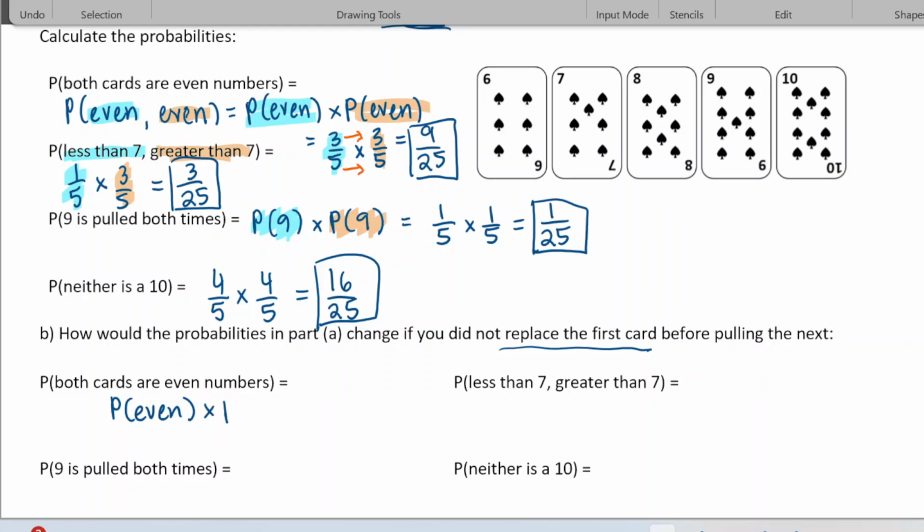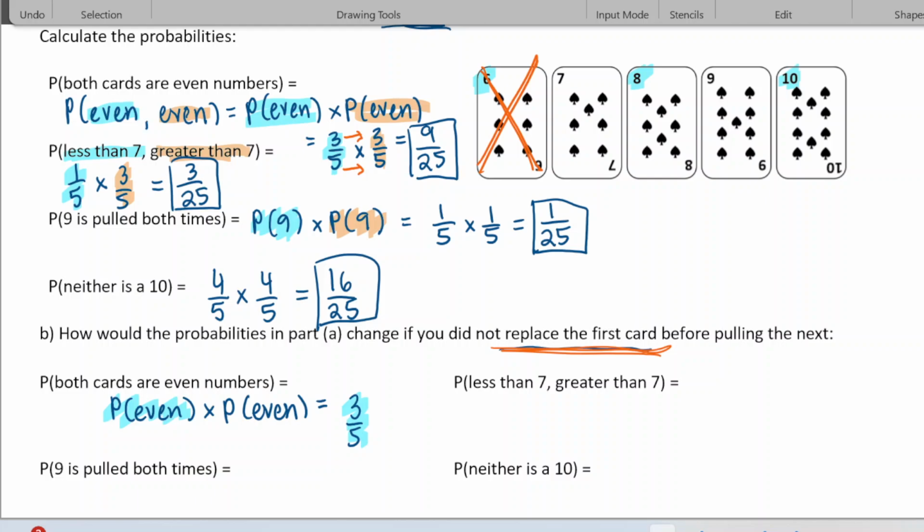So probability we pull an even. There are 3 cards that are even to start with. So it's going to be 3 out of 5. So that's the chance we pull an even on the first draw. Now let's say we drew the 6. That card is gone now. We did not replace it, right?